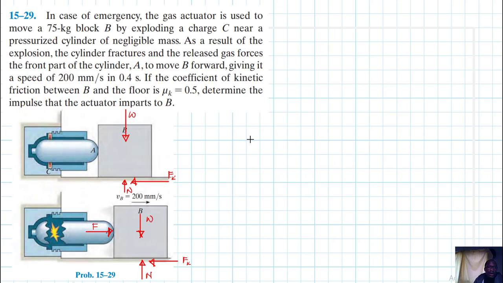So we are going to use the concept of linear impulse and linear momentum. We have the integral of F dt equal to m times v final minus v initial. Let's find what N is, so we can apply the summation of forces in the y direction, which is equal to 0. So we have N minus W equal to 0. Therefore, N is just equal to W, which is 75 times 9.81.